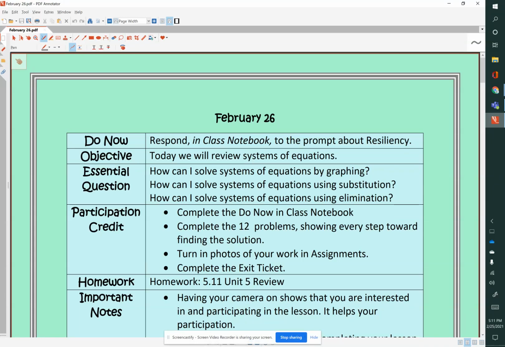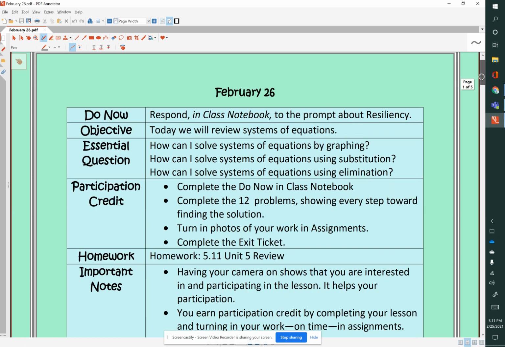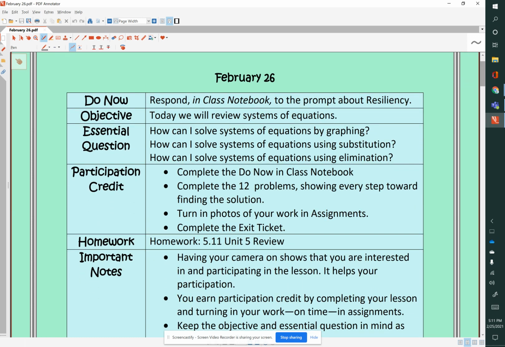We're going to start by going over what we're going to do today and some things that are coming up in algebra. We'll start with our do now. We will respond in our class notebook to a prompt about resiliency, that ability to bounce back from adversity. Our objective today will be to review systems of equations. Our essential question will involve solving systems by graphing, by substitution, and by elimination.